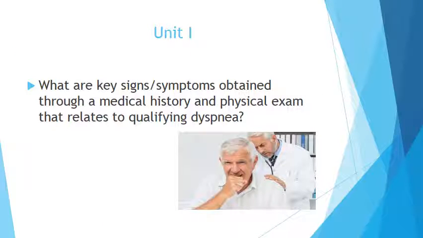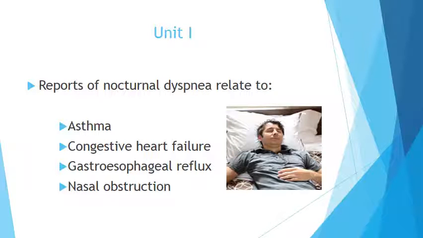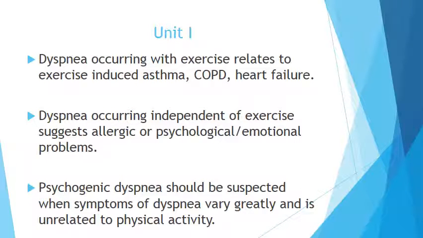What are key signs and symptoms obtained through a medical history and physical examination that relate to qualifying dyspnea? In your patient interview, your patient may report what we call nocturnal dyspnea, which can be related to asthma, congestive heart failure, gastric reflux, and nasal obstruction. The patient may also report dyspnea occurring with exercise in relation to exercise-induced asthma, COPD, and heart failure. They also may report dyspnea occurring independent of exercise as a result of allergy and psychological or emotional problems.